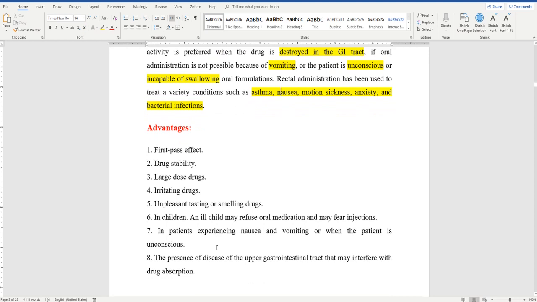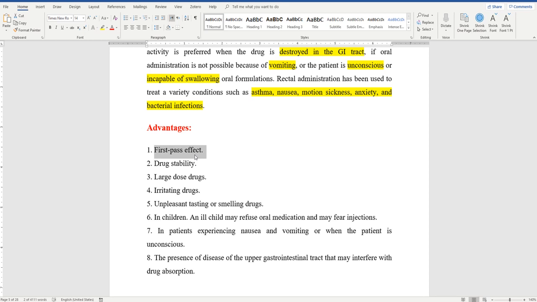Now the question is, why rectal suppositories? Do they have certain advantages when we use them? Yes. One advantage is avoiding first pass metabolism. Now you will learn later that the rectum has 3 veins: the inferior hemorrhoidal vein, the middle hemorrhoidal vein, and the superior hemorrhoidal vein. Superior hemorrhoidal vein is at the top of the rectum.